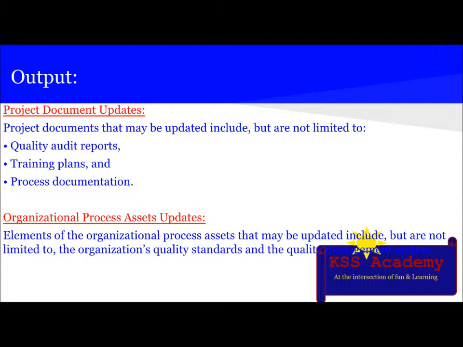So let's learn about the difference between quality assurance and quality control. Quality assurance deals with audit, processes, assurance, client or QA department, and it's in the executing process group. And quality control deals with inspection, deliverables, eliminate causes, team, quality control department, and it is under the controlling process group.